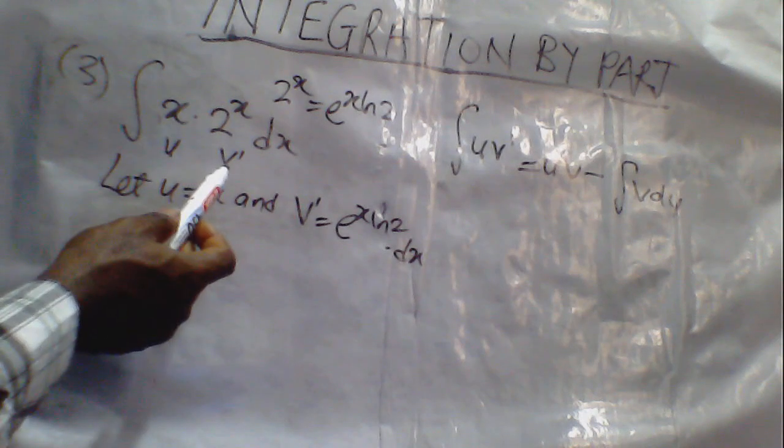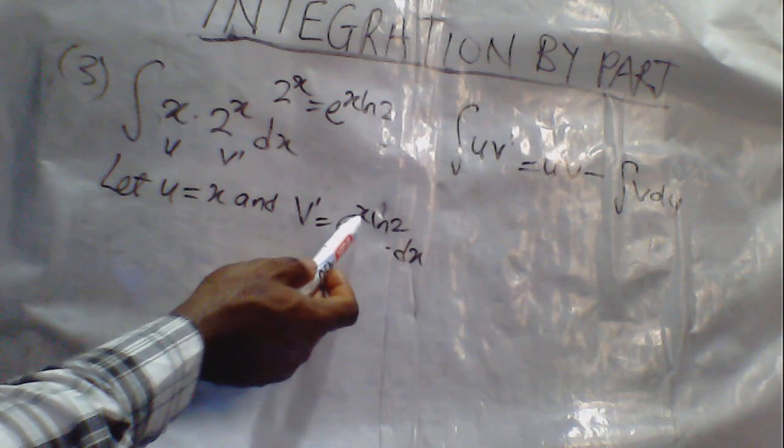So let u equal s, and v prime, that is the first differentiation derivative of this formula. V prime is equal to e raised to power s ln 2 dx. So once we have done that, we can now proceed.